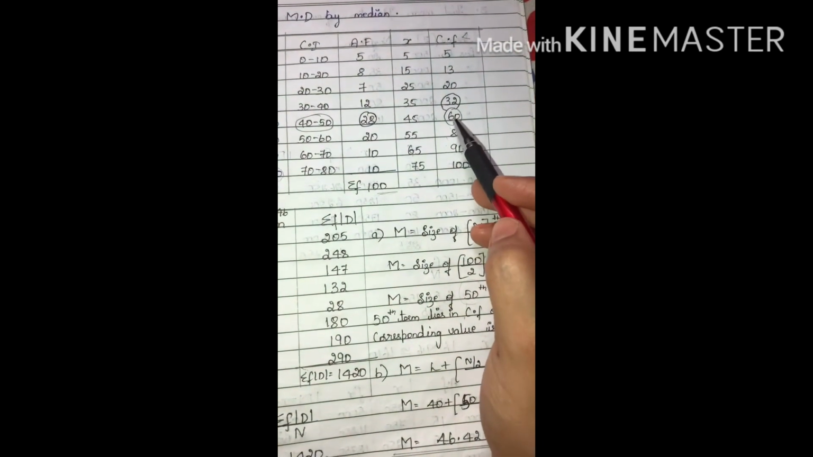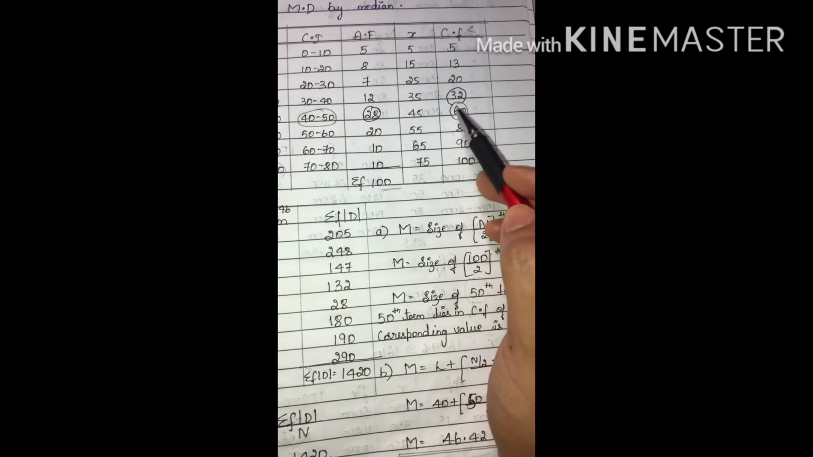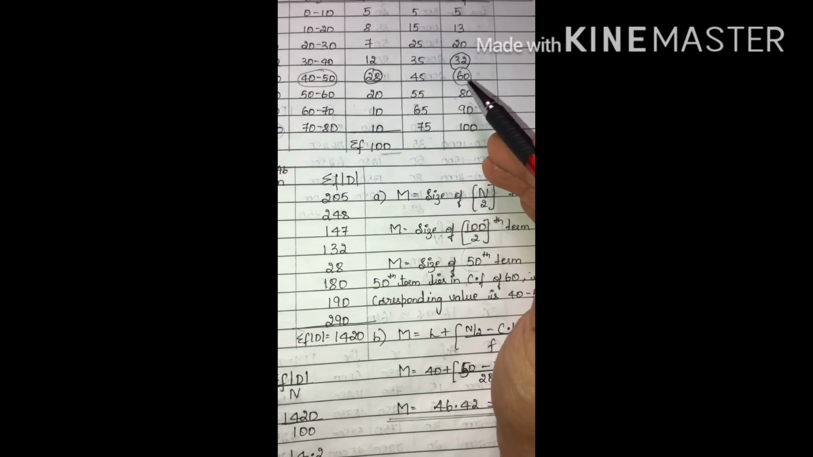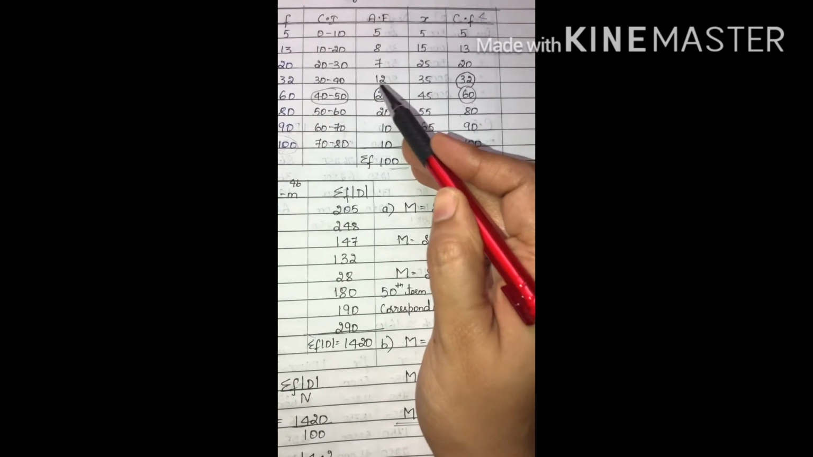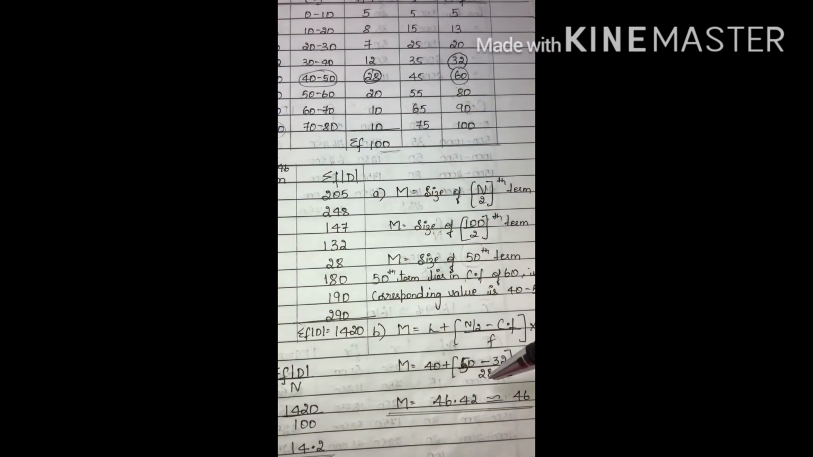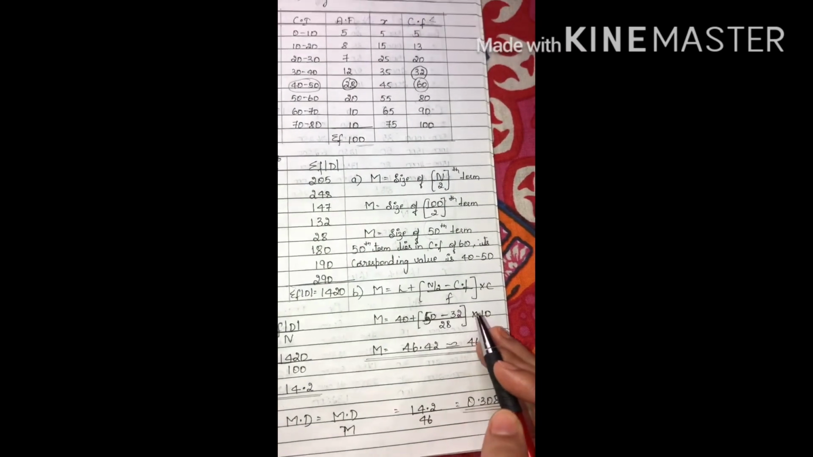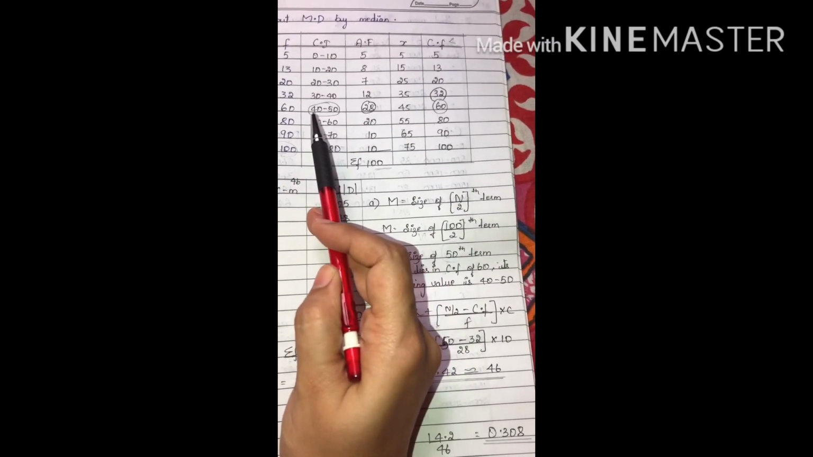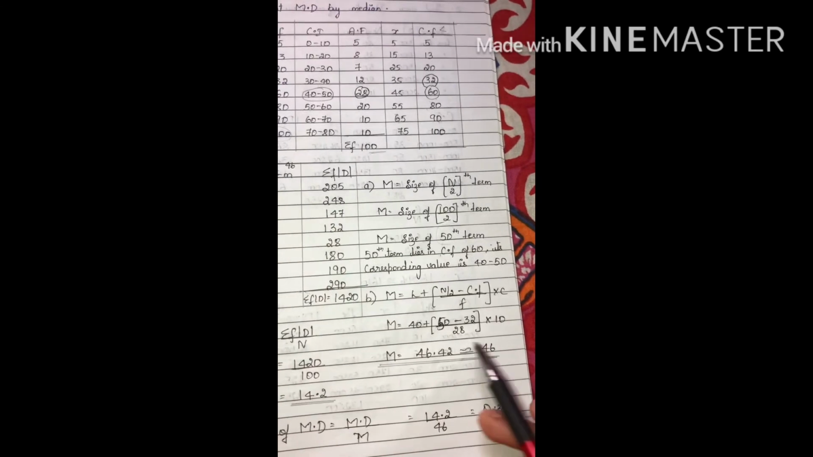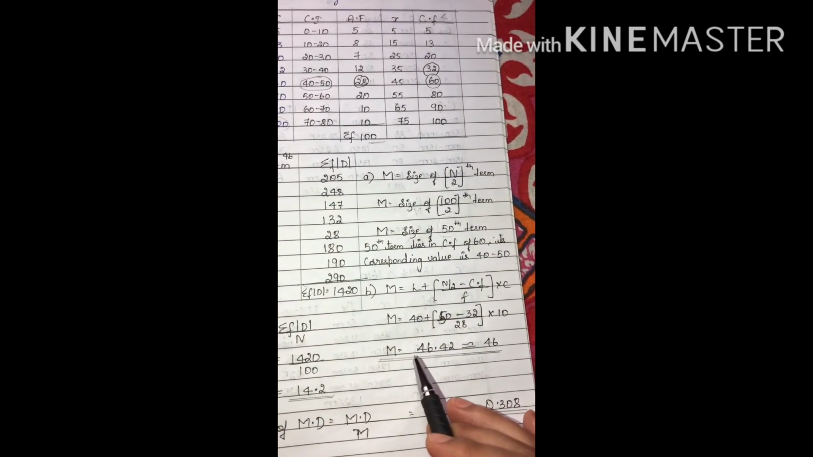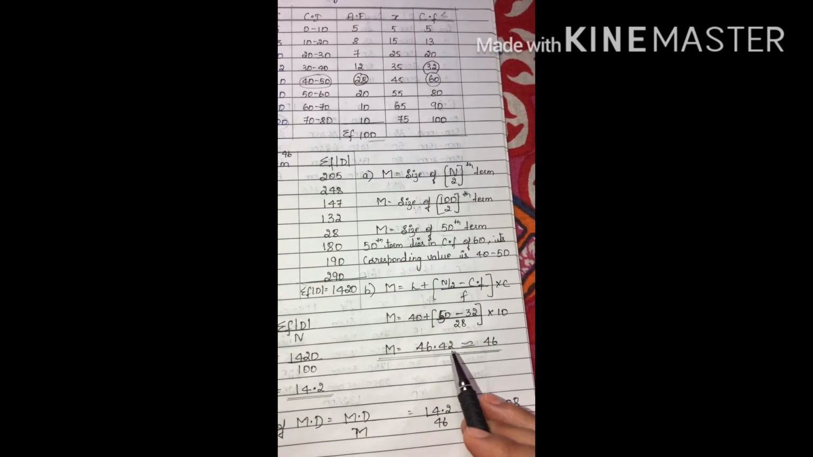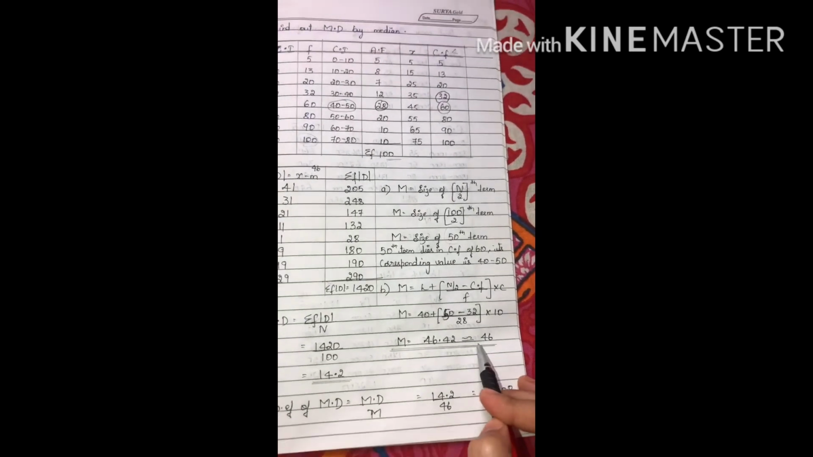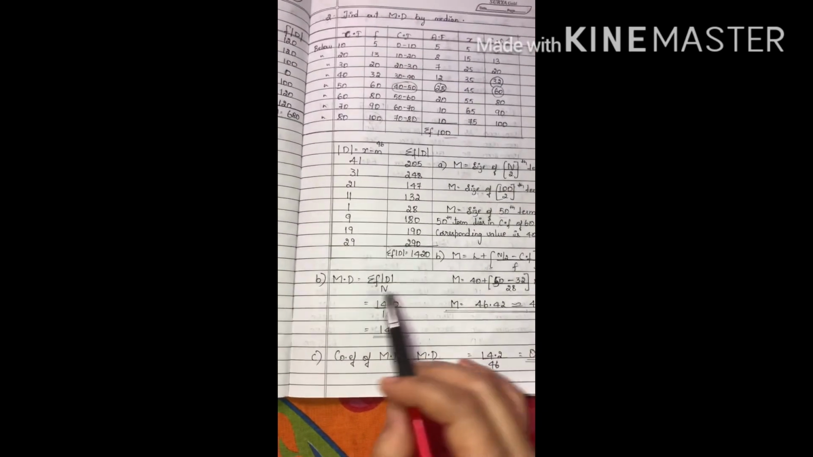The class is 60, its preceding cumulative would be 32. Write down this 32, divided by frequency. The 60's corresponding actual frequency should be marked, which I've written here as 28, into C, which is 10. That means it is the width of this class interval, 40 to 50. The difference is 10. If you simplify this, you will get the median answer as 46.42, which is approximately 46.